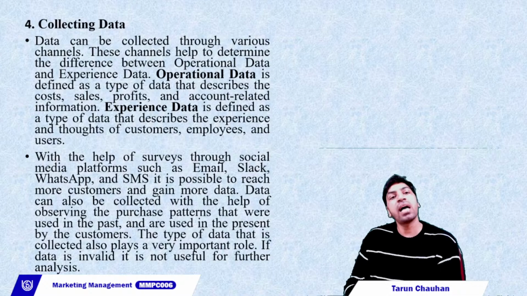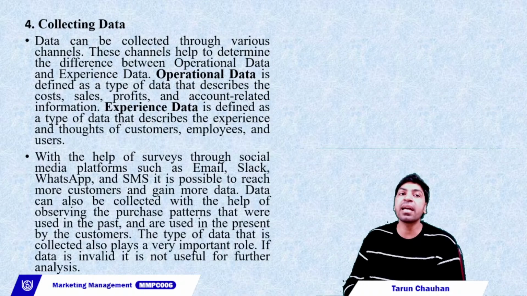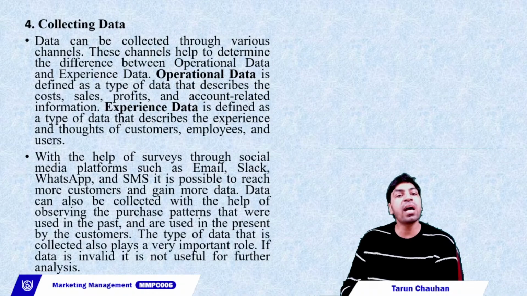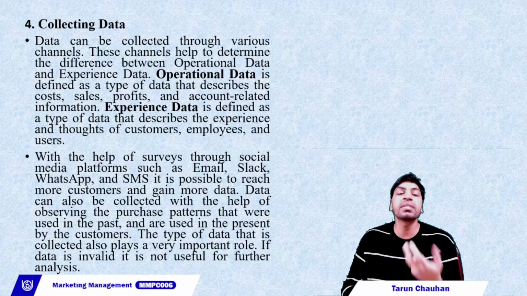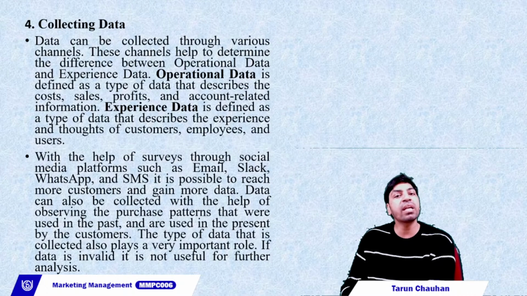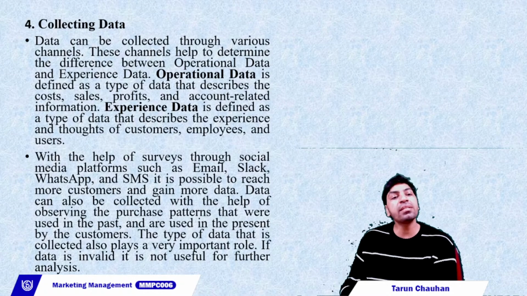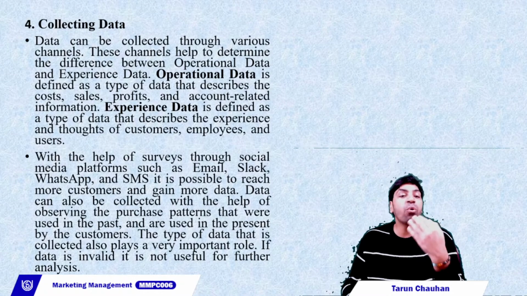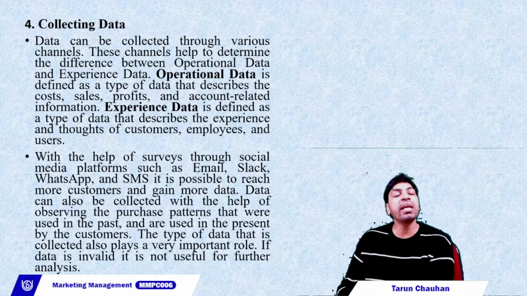Next one is collecting the data. The data could be collected through various channels. It could be operational data and experience data. Operational data is the type of data that describes the cost, sales, profits, revenue, and content related information. That is numeric data. Experience data describes the experiences, thoughts and views, which is more qualitative. Operational data is more quantitative. It describes the experience and thoughts of customers, sellers, distributors, users or the public as well.